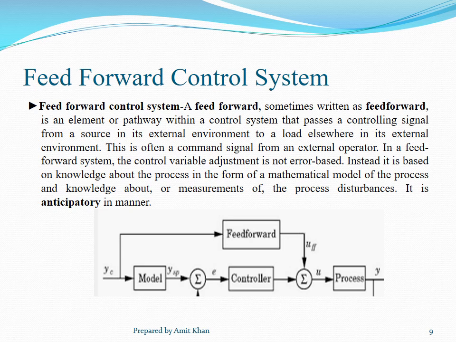In this type of control system, the control variable adjustment is not error based. Instead, it is based on knowledge about the process in the form of a mathematical model of the process and knowledge about or measurements of the process disturbances. We can see the block diagram of the feed-forward control system. It is given that from the model we get the output to the controller, and the controller output to the process, and the feed-forward loop is given. The feed-forward control system acts in an anticipatory manner.